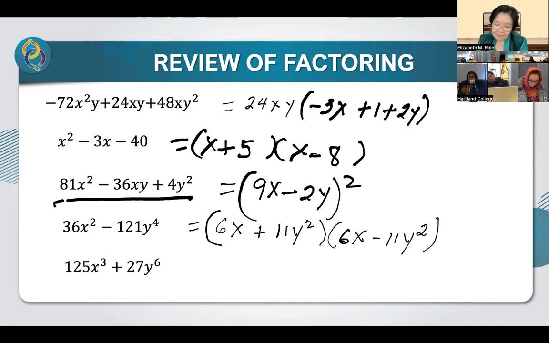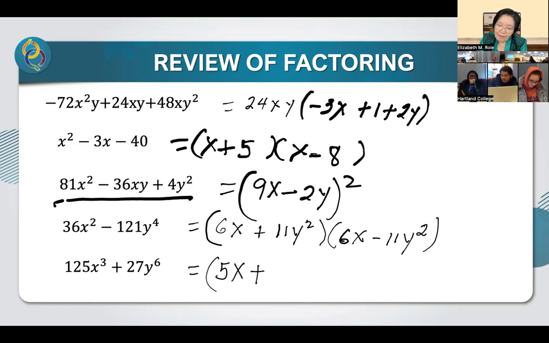Okay, and then that last problem there, as per our review, that's considered a sum of two cubes, right? Because 125x cubed is a cube. What's the cube root of 125? 5. Cube root of x cubed is x, all right? And then, because that's a plus, you put a plus.